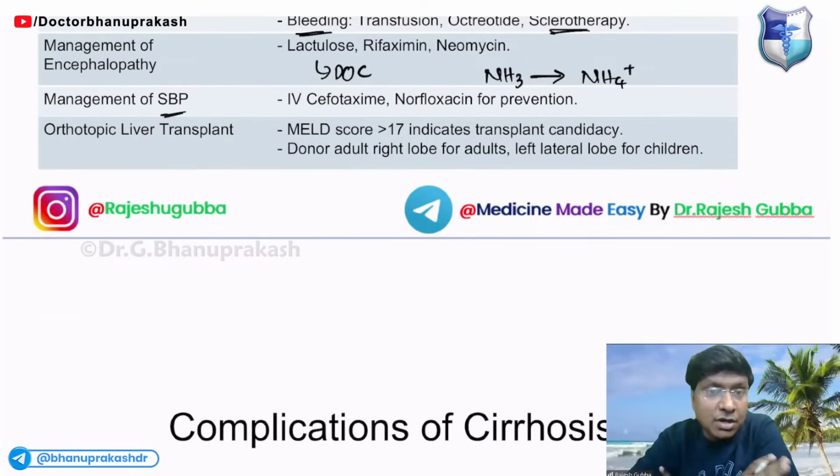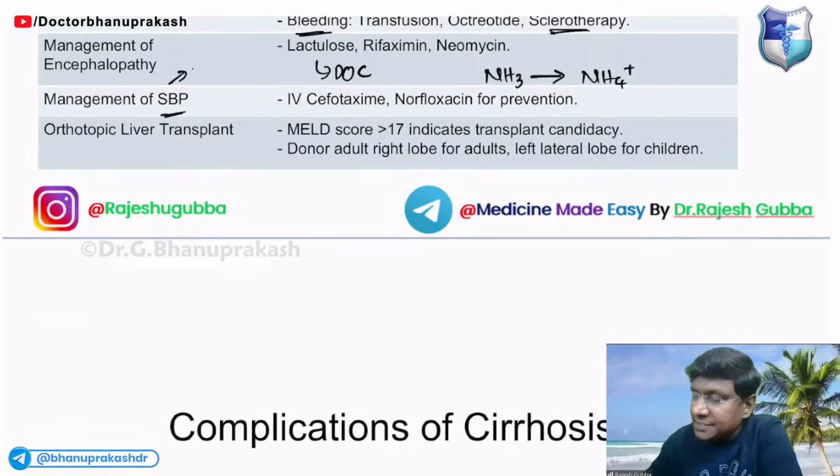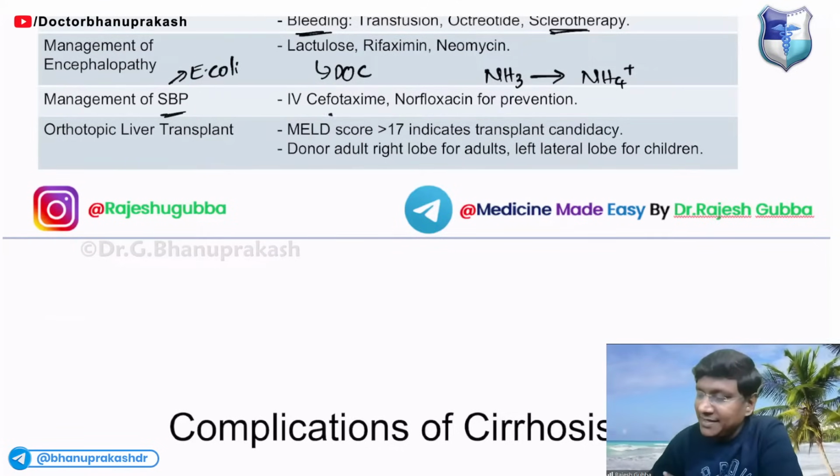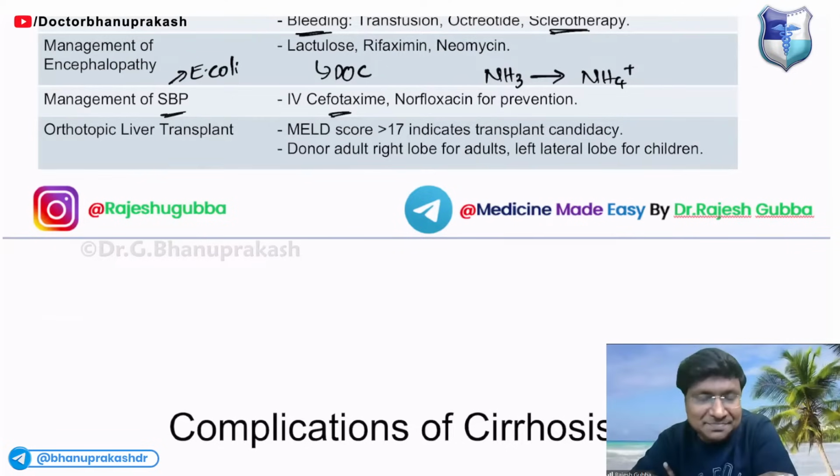Now, what is the most common organism that causes spontaneous bacterial peritonitis? That will be Escherichia coli. What is the drug of choice that will kill your Escherichia coli? That will be intravenous cefotaxime. That is considered the drug of choice.